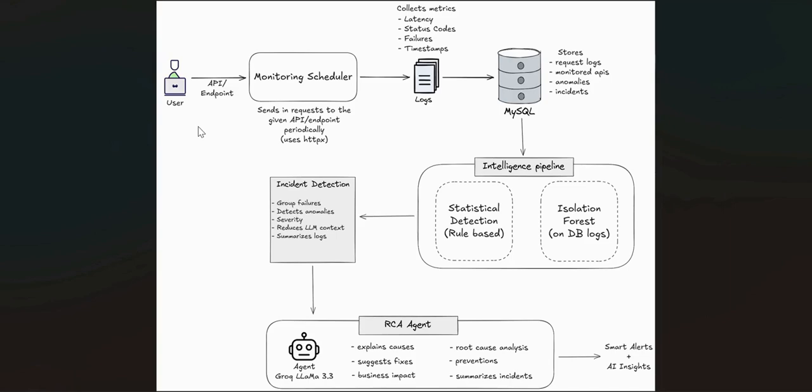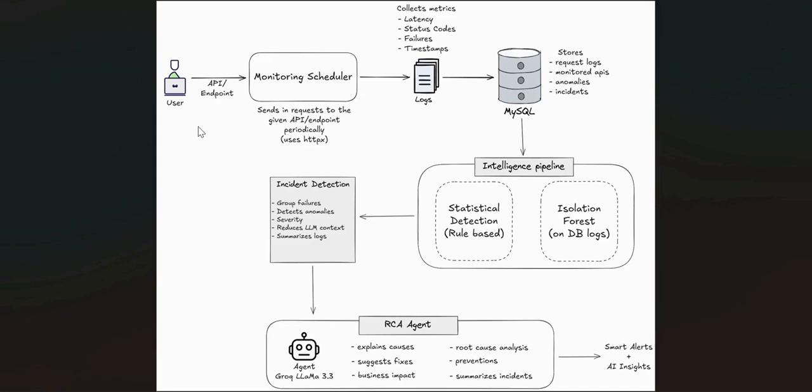Without reducing the LLM context, the LLM would get too much context, and the rate limit would be reached very fast because many tools have been called. So this is very important. After that, we have the RCA agent, in which we are using the Groq Llama 3.3 model. We have used a small model here, but we can use a bigger model.